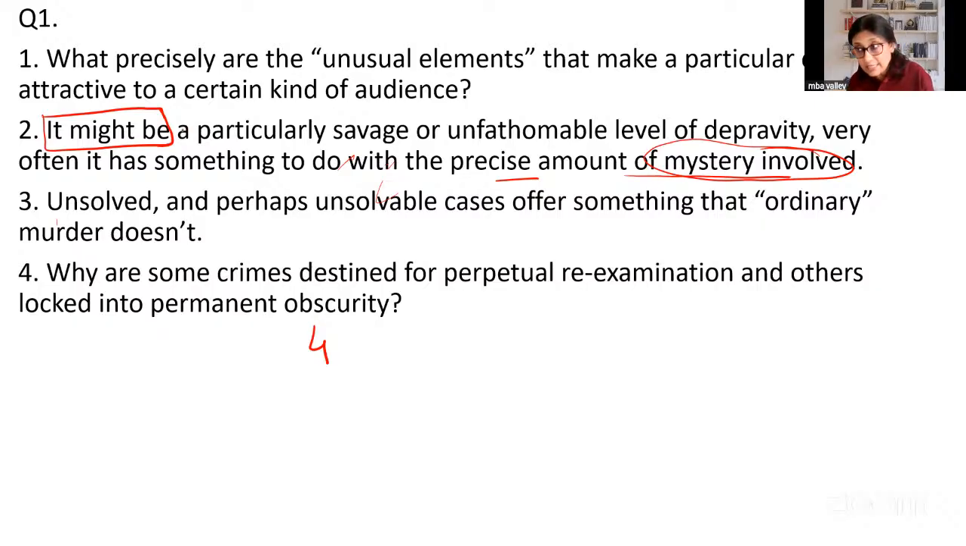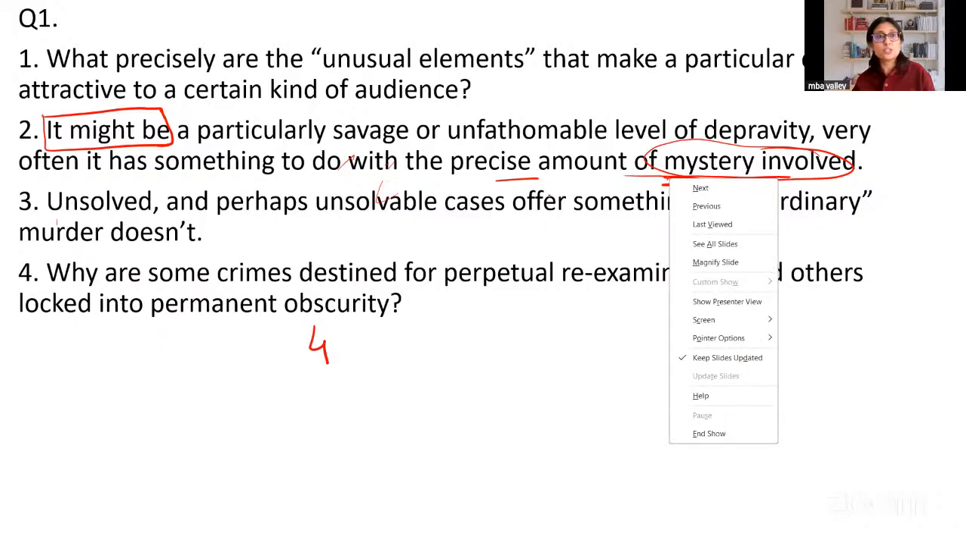Then the next thing that we have to do is search for some continuation or refinement of what has been said in sentence number 2. Where sentence 2 says it might be a particularly savage or unfathomable level of depravity, sentence number 3 says unresolved and perhaps unsolvable cases. Now, this sentence zooms in on one specific factor which is mentioned in sentence number 2. What is that? I just circled. The word is mystery. Look at this word, mystery, right? It deepens the explanation. कैसे deepen कर रहा है? वो बोल रहा है unresolved and perhaps unsolvable cases offer something that ordinary murders doesn't, right? So इस mystery को वो और ज्यादा zoom in कर रहा है. It deepens the explanation which is given here, right?